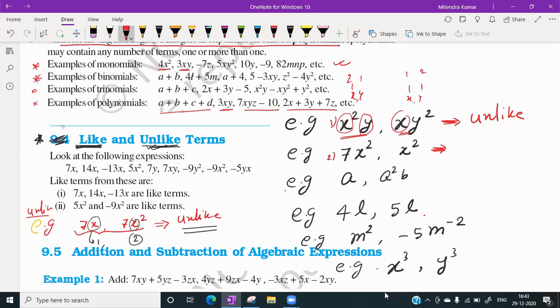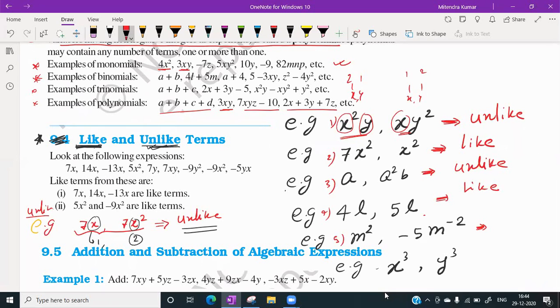In the second example, they are like, sir. Like. Next, the third example. Unlike है. यहाँ पे वेरिएबल ए एंड बी है और यहाँ पे ओनली ए है. ओके, गुड. Next, the fourth is like terms, correct. Next, the fifth example. Unlike them.